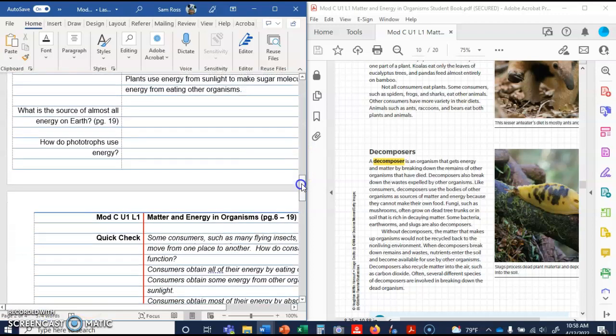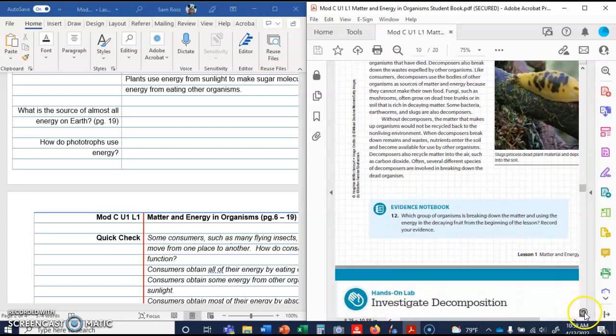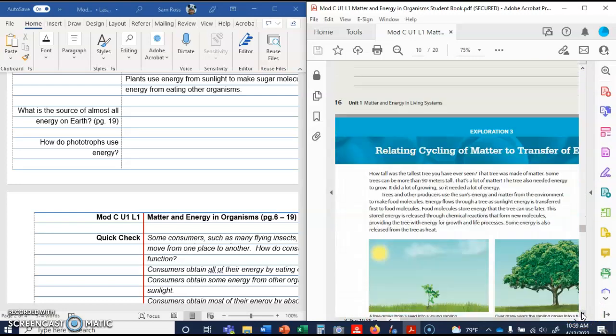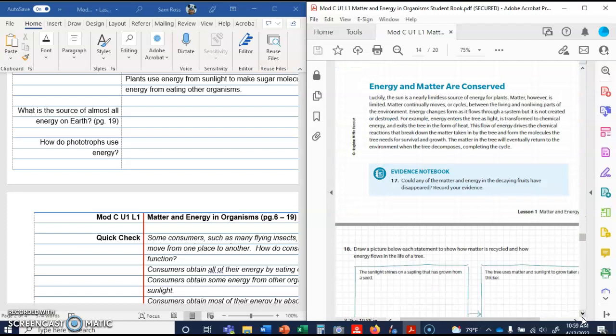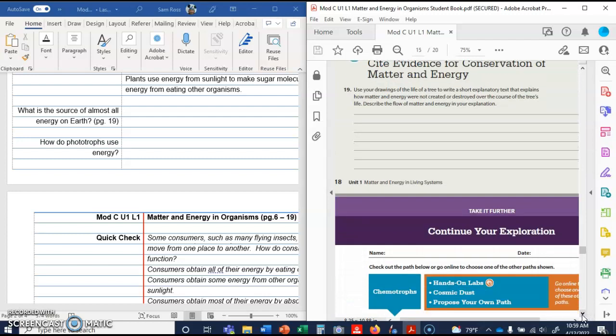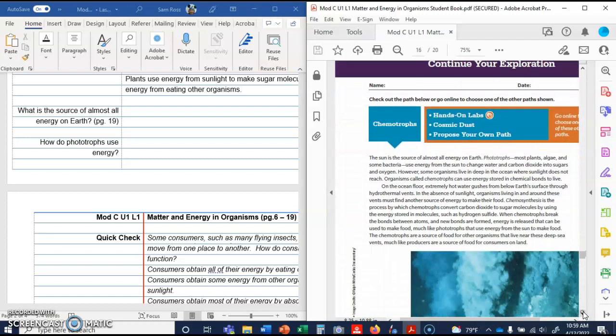Okay, let's scroll down. Next, we need to go to page 19 to answer what is the source of almost all energy on Earth. So let's move this down. I'll go ahead and do the arrow. So it's 14, 15, 16, 17. There's 18. Nope, we're going all the way to 19. Here we go. And the answer is right here. The sun is the source of almost all energy on Earth. So you'll write the sun.